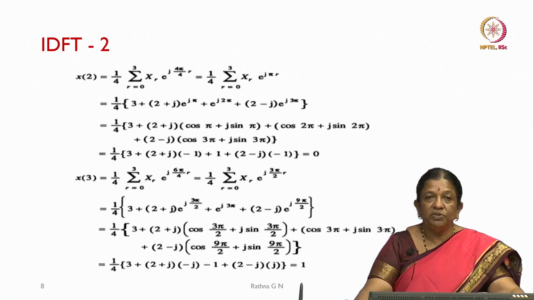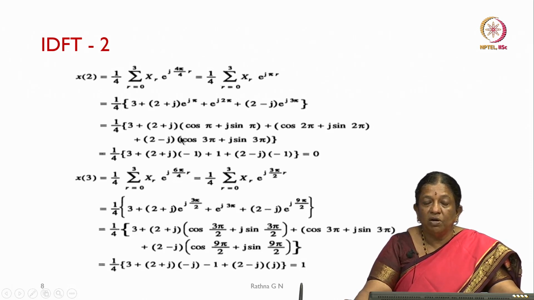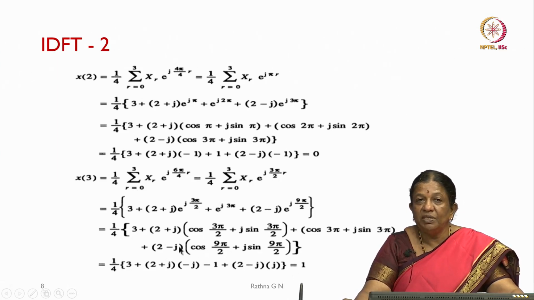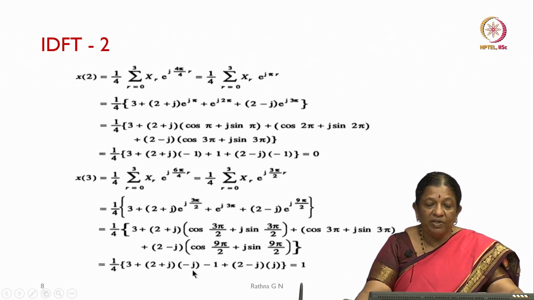How about x of 2 now? In the same way, substitute all the values and you will see that it also comes to 0. Using the symmetry property we can calculate x of 3, or calculate it manually to verify. In this case we may not be able to use symmetry because of the complex values, so we have to go with manual computation, and by simplifying the last stage you get 1.